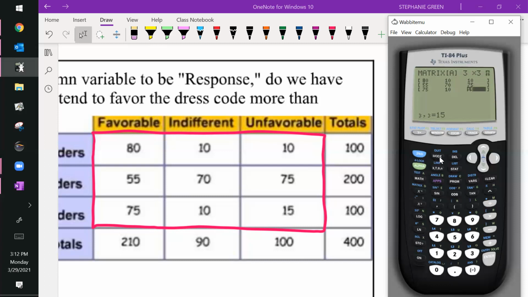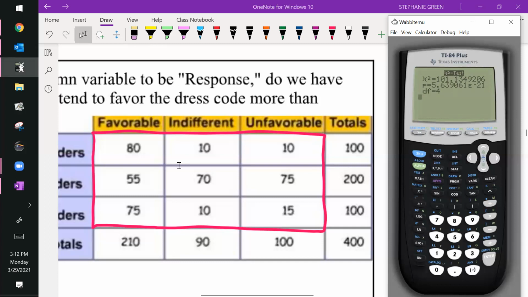Second mode to quit. Then I go stat, over to tests, down to mine is option C, yours might be different. I don't need to change anything there. Calculate. There's my chi-square, my test statistic, and my p-value. Let me just double check that that's exactly what I had before. Yes, it is.